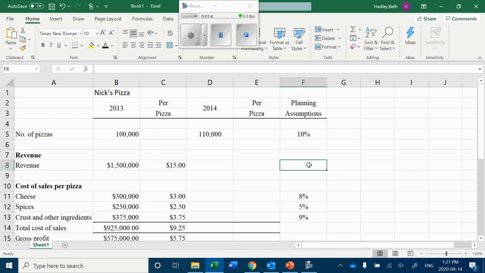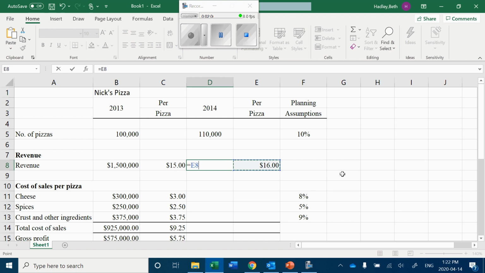Okay, and then what we have is the new average price. We are assuming that the selling price per pizza is going to be $16. I've got that in there as well. So 16, and what it is equals multiplied by the 16 times the 110,000, which is 1.76 million.